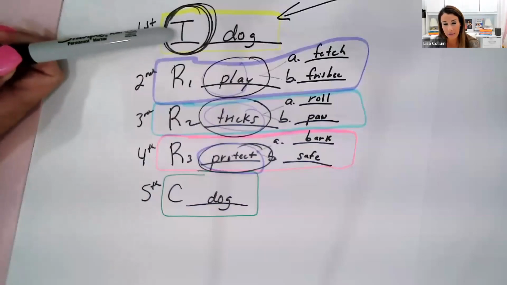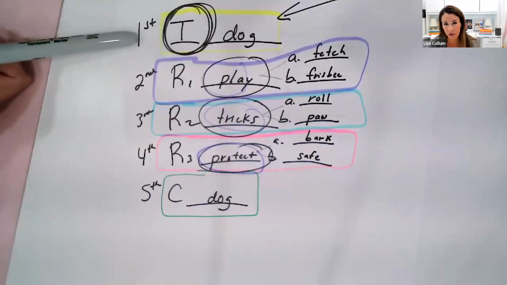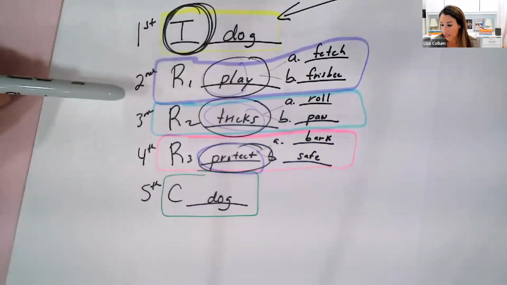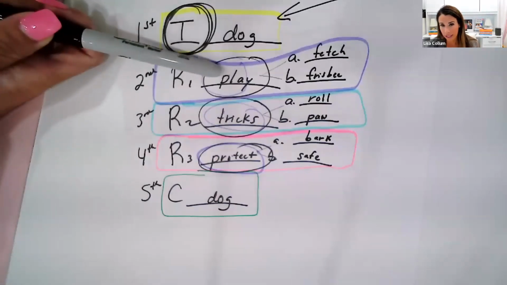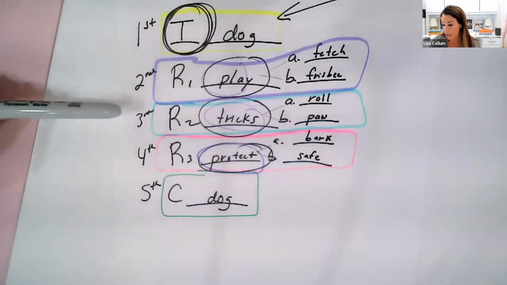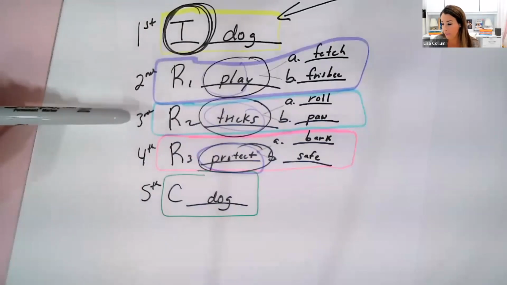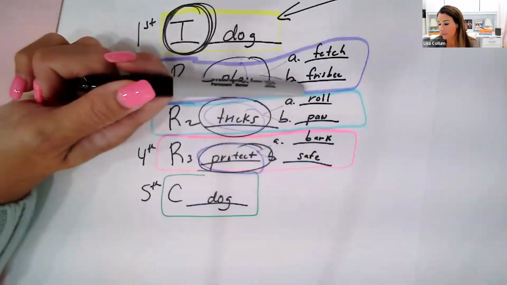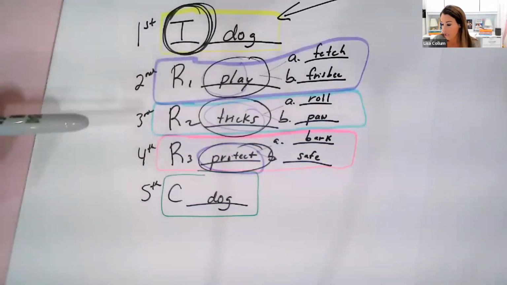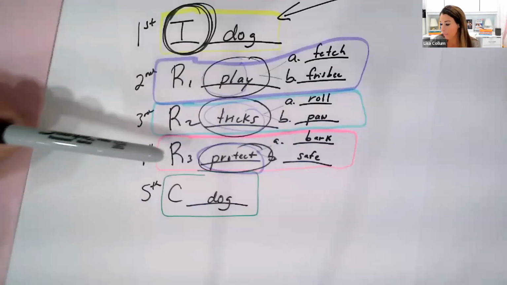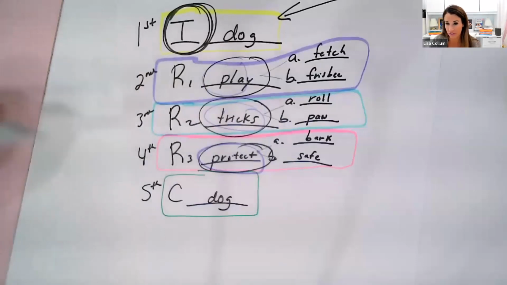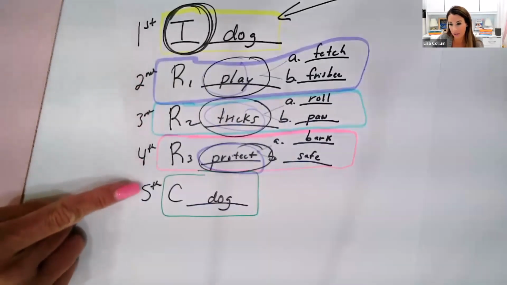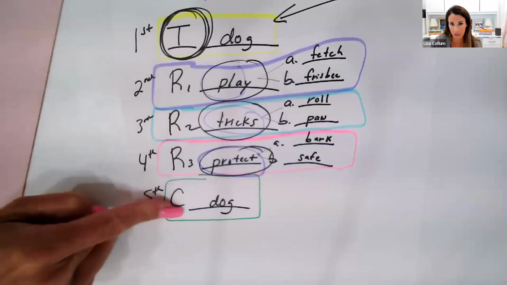So this I paragraph is going to be your first paragraph of your essay. We learned how to write that already. The second paragraph of your essay is going to be all about dogs playing fetch and frisbee. The third paragraph of your essay is going to be about dogs doing tricks. You're going to talk about how they roll over and how they give paw. The fourth paragraph of your essay, you're going to talk about how dogs protect you, how they bark and keep you safe. And then your conclusion is your fifth. So this tells you all five paragraphs and exactly what to write in each paragraph.